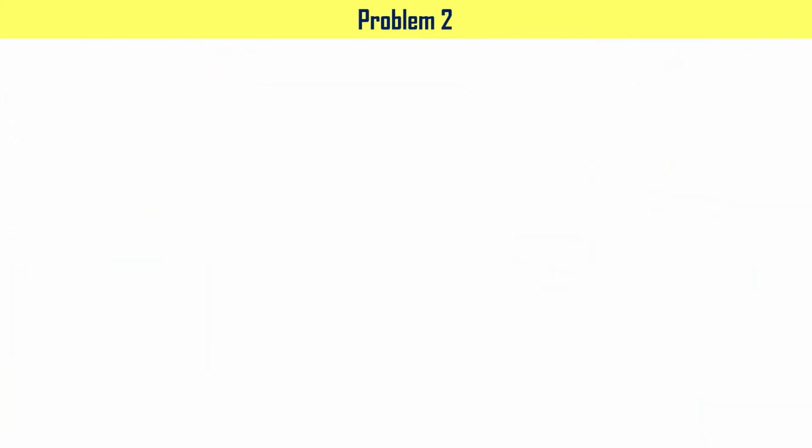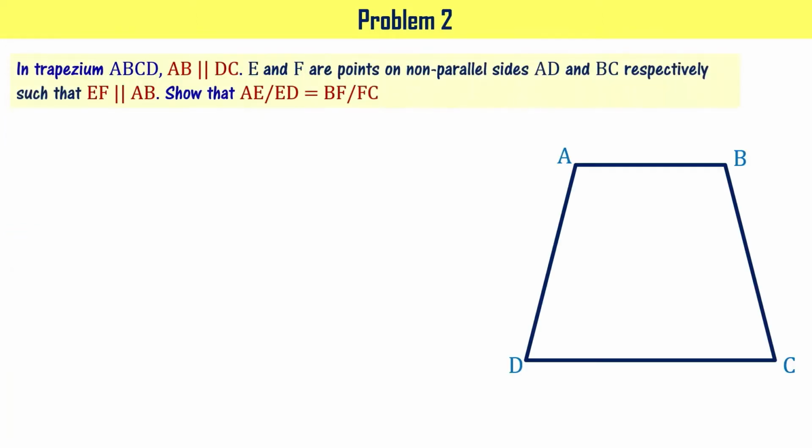Let's go to the next problem, problem number 2. In trapezium ABCD, AB is parallel to DC. E and F are points on non-parallel sides AD and BC respectively, such that EF is parallel to AB. Show that AE by ED equals BF by FC.